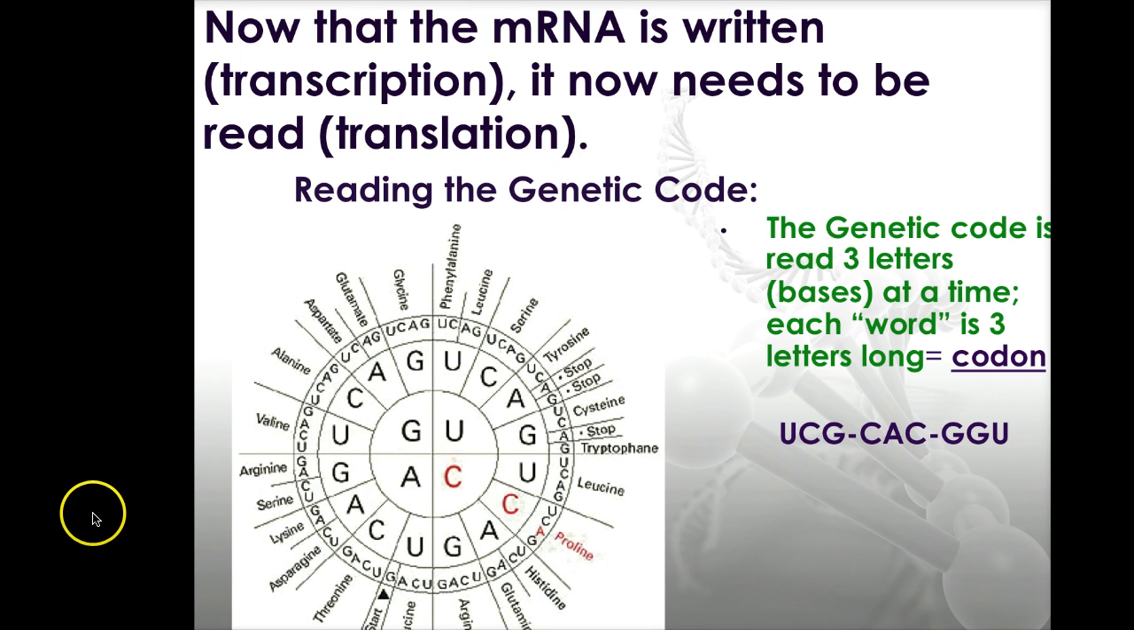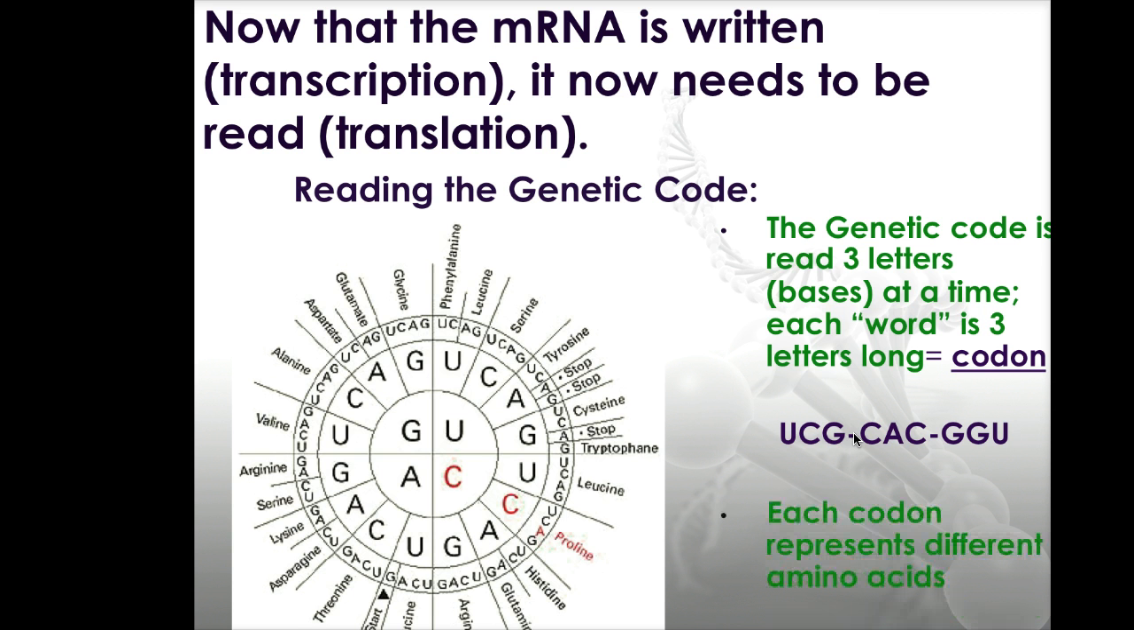So for instance, you can see here, this says UCG. That is 1 codon. CAC is another codon. GGU is our 3rd codon, okay? All of those are 3 base segments. It's all in 1 long strand, so a lot of times when we see it written on paper, the nitrogen bases might be separated by a little dash like this, just to help us keep it in order and to help us see those 3 bases, which we call a codon. Each codon signifies a different amino acid.